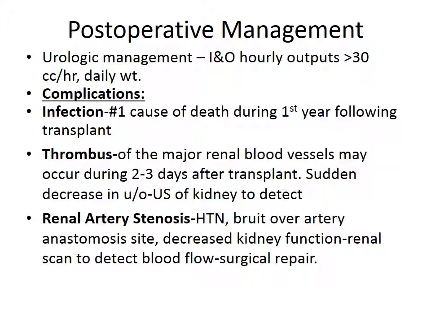The patient develops hypertension and a bruit over the artery and anastomosis site. It's a narrowing of the renal artery due to the surgical manipulation during surgery. This results in decreased kidney function, and you need a renal scan to detect blood flow, and it involves a surgical repair if it's detected.